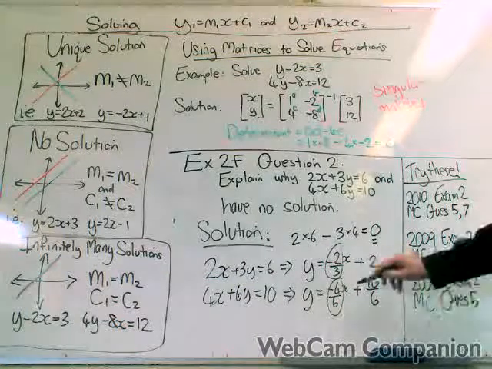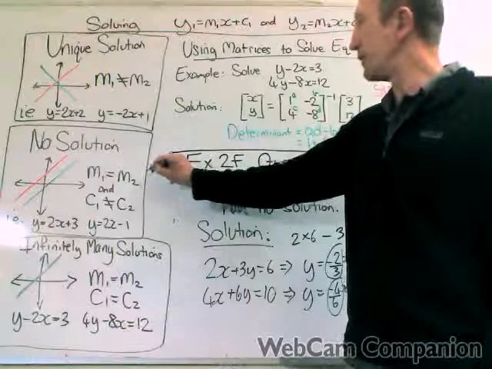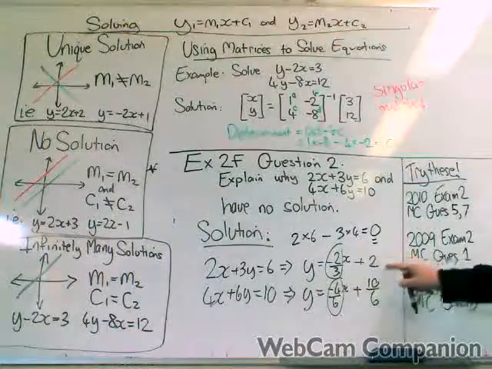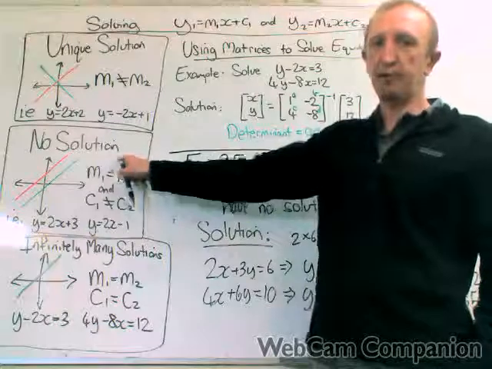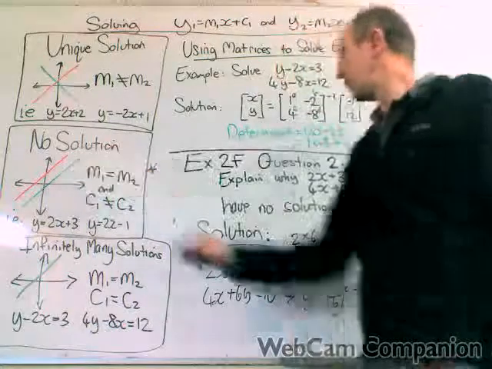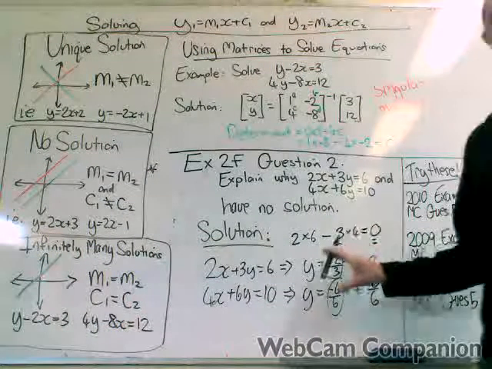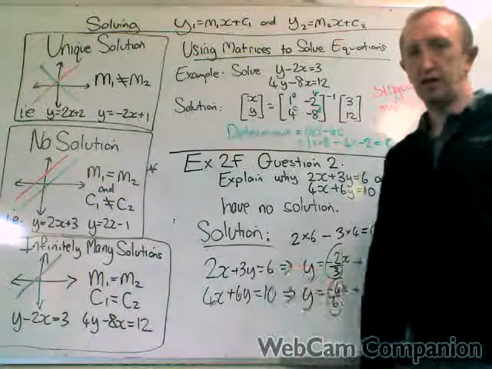So basically we're looking at this scenario, the gradients are the same. The y-intercepts are different, however. So in this case we've got no solution. This is the scenario that we've got. The lines are running parallel. That's why there are no solutions for that particular example.